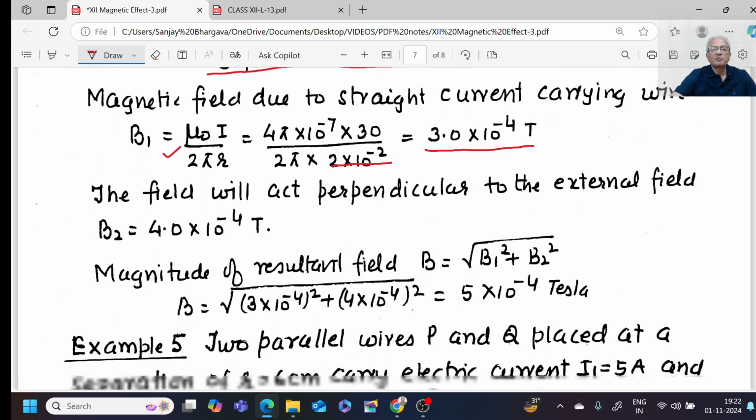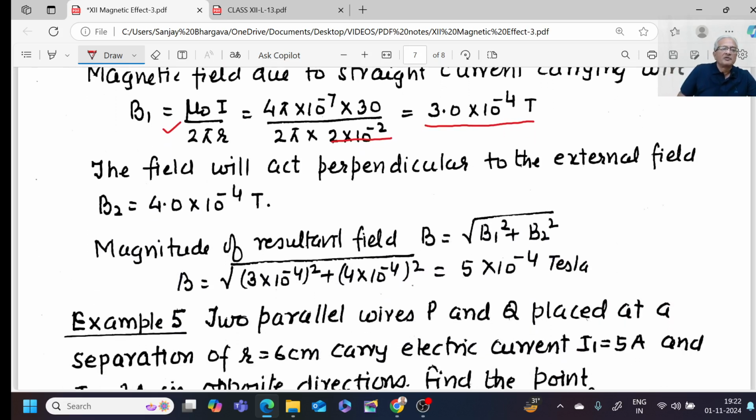This field will act perpendicular to the external field, which is B2, 4.0 × 10^-4 Tesla. So what would be the resultant field? It would be under root of B1 square plus B2 square. B1 is (3 × 10^-4) square, and B2 is (4 × 10^-4) whole square. It gives me 5 × 10^-4 Tesla.